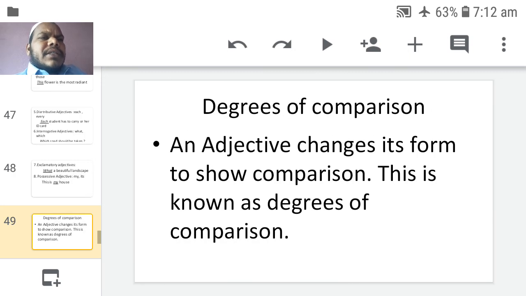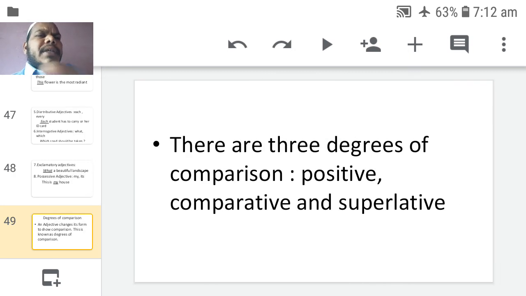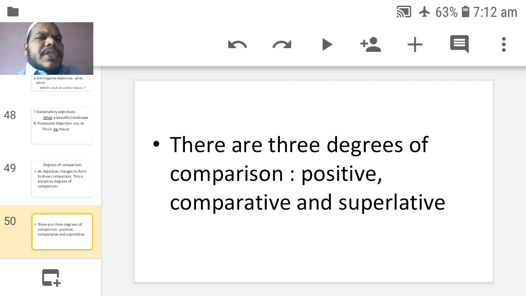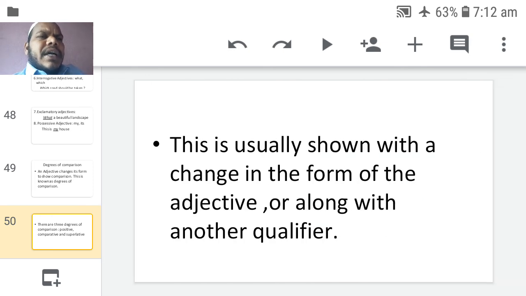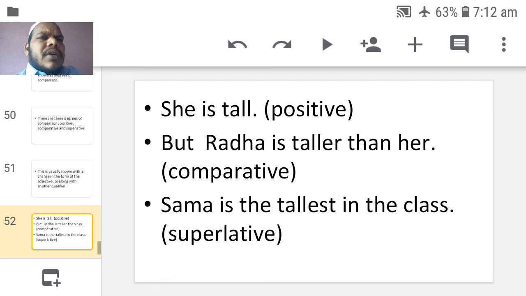And we have seen adjectives are formed in degrees of comparison, which are three: positive, comparative, and superlative degrees. And we have seen an example of how she is tall in the positive, but Radha is taller than her in the comparative, and Sama is the tallest in the class as superlative: tall, taller, tallest. And we will learn in the coming class in detail about these degrees of comparison and verbs and other parts of speech. Till then, I hope that you all practice all the textual exercises.